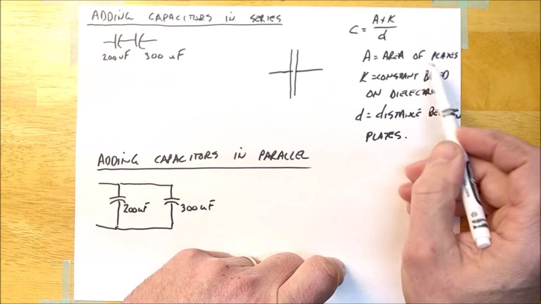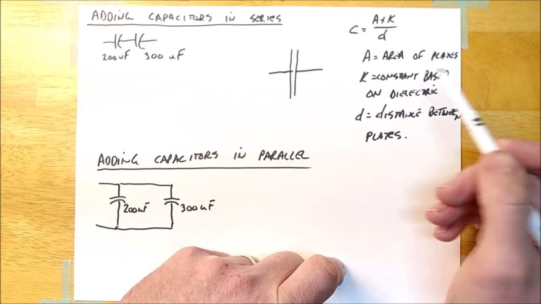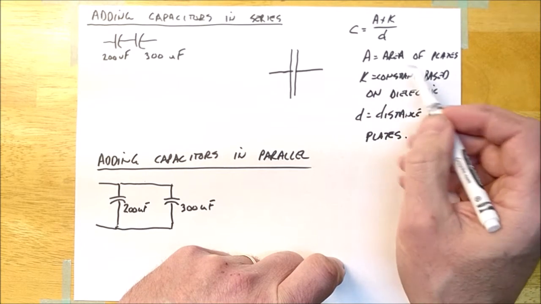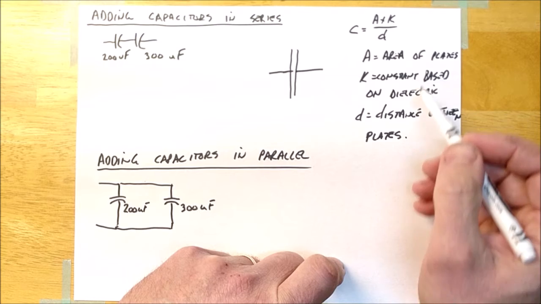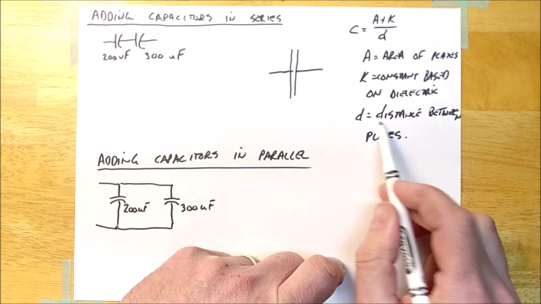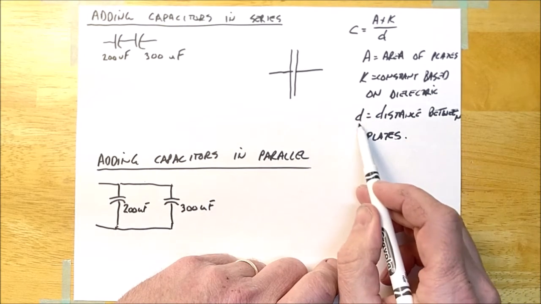There is a table in your textbook about what the constant is for each different type of dielectric, and there's a million different types of dielectrics. For the most part, I don't care about this, and neither should you. The other one that we've got to talk about here is D, which is the distance between the plates. So the bigger the distance between the plates, the bigger that D gets.